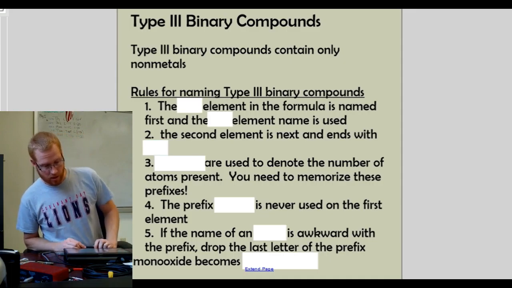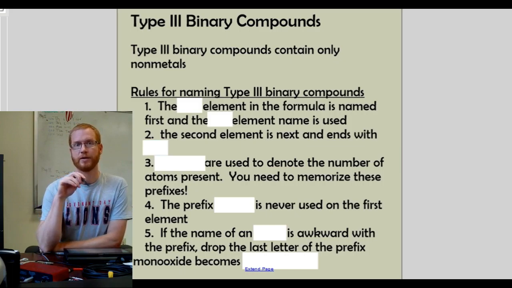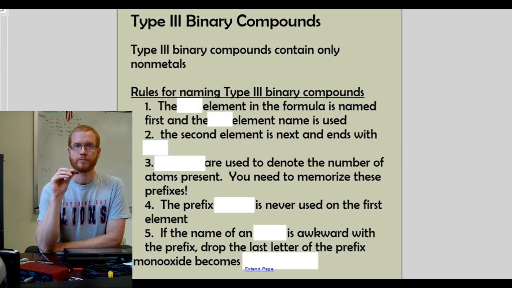Okay, type 3 binary compounds. Remember, type 3 binary compounds are made of two nonmetals. Right? Type 1 and 2 are both metal and nonmetal, meaning type 1 and type 2 are both ionic compounds.